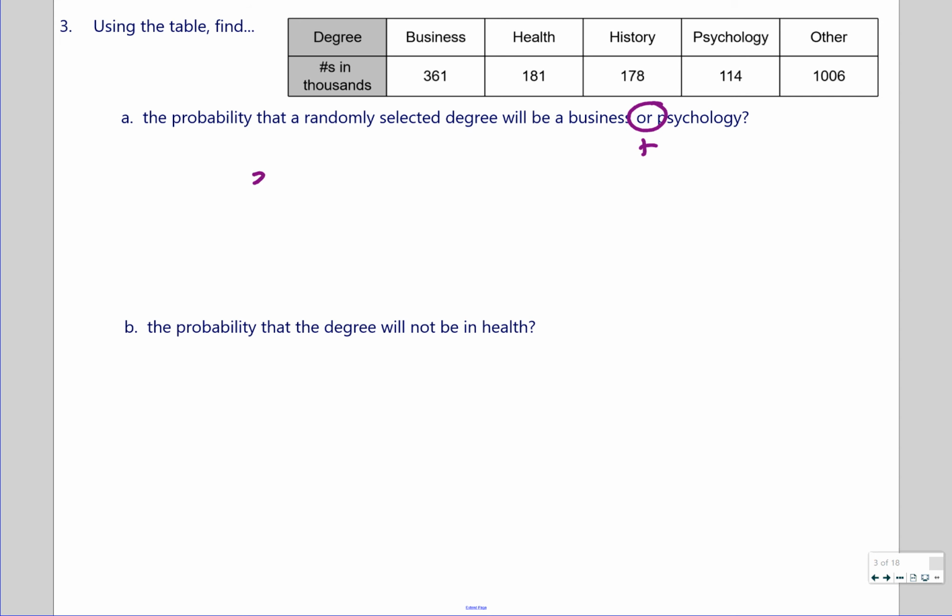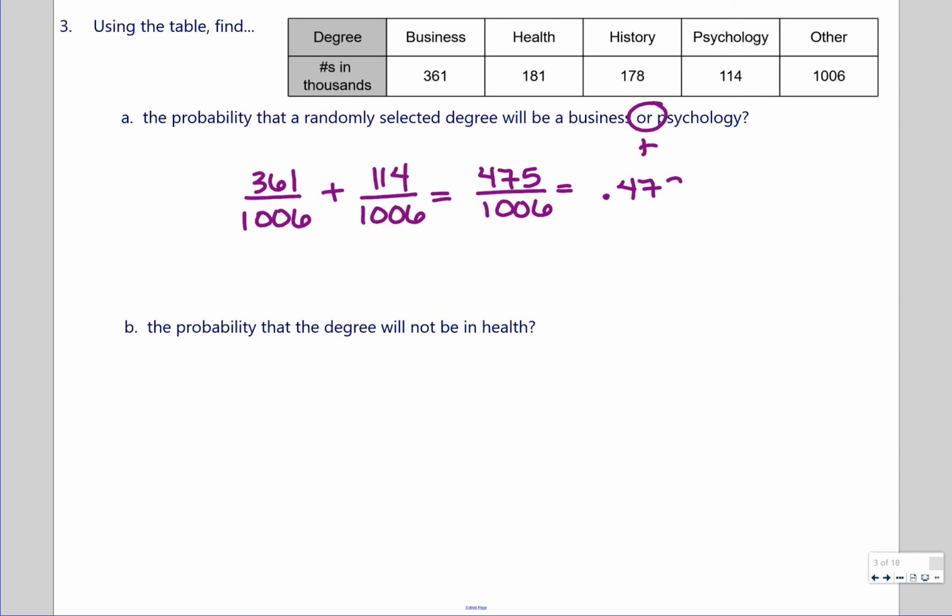So business, there are 361 of them. We'll get the total in a second. Psychology, there are 114 of them. And actually, they gave us the total at the end. How wonderful. 1,006. If not, we would need to do that work ourselves. Okay, so probability that the business, 361 out of 1,006. Psychology, 114 out of 1,006. I'm just going to add my numerators together first. 475. And then divide by 1,006. And then let's give answers in decimals and round to 3 decimal places.